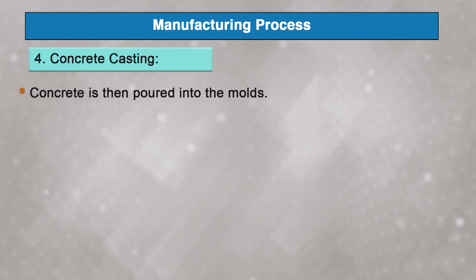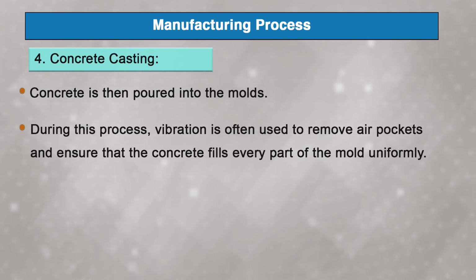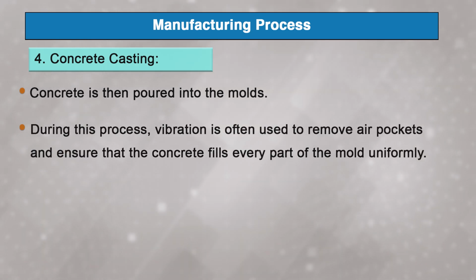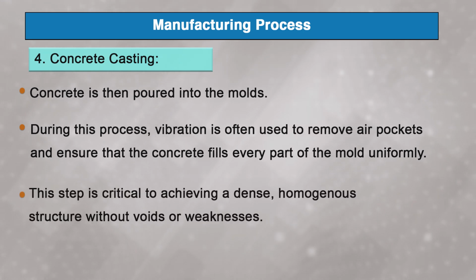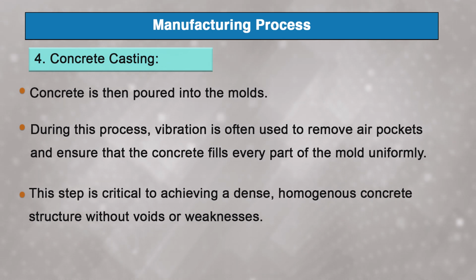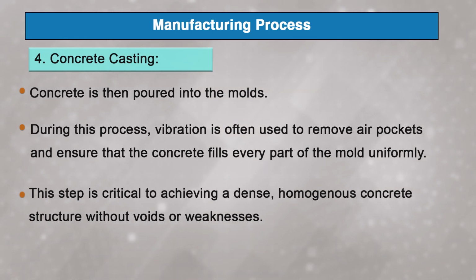Next is the concrete casting. Concrete is then poured into the molds. During this process, vibration is often used to remove air pockets and ensure that the concrete fills every part of the mold uniformly. This step is crucial to achieving a dense, homogeneous concrete structure without voids or weakness. Removing air pockets is crucial because any voids within the concrete could weaken the structure, leading to potential cracks or failure under load.